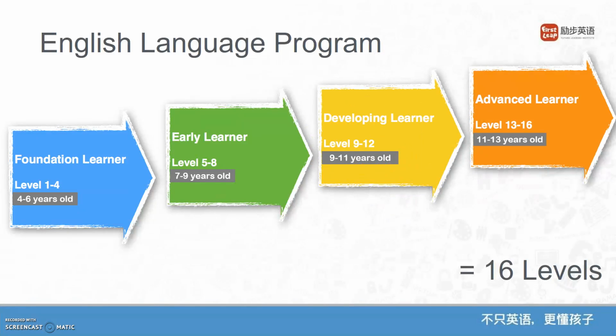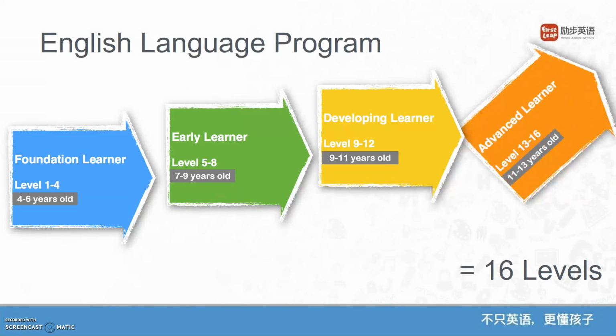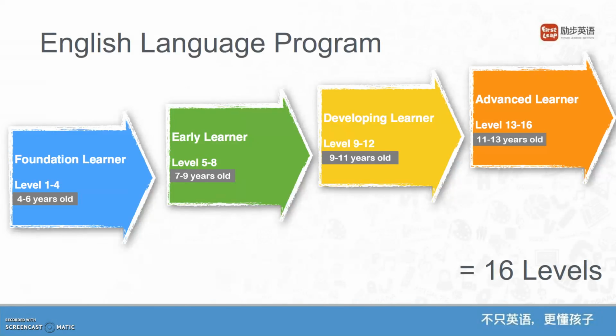Stage 3 is the developing learner stage and includes 4 levels, numbers 9 through 12, for students ages 9 to 11 years old. These students are typically in the later grades of primary school, but sometimes there are some younger learners that are very good at English, so they may also go into this stage. And Stage 4, the advanced learner stage, includes 4 levels, 13 through 16, and is designed for students ages 11 to 13 years old. These students are usually in the higher grades of primary school or have just started junior grades.